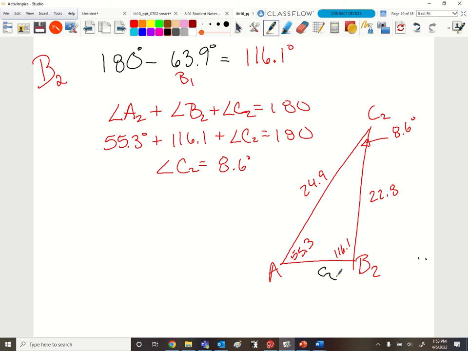I know it's basically two problems' worth of work for each one of these. That's why I'm trying to limit the number of these that you're going to have to do. So let's go ahead and do the law of sines again.